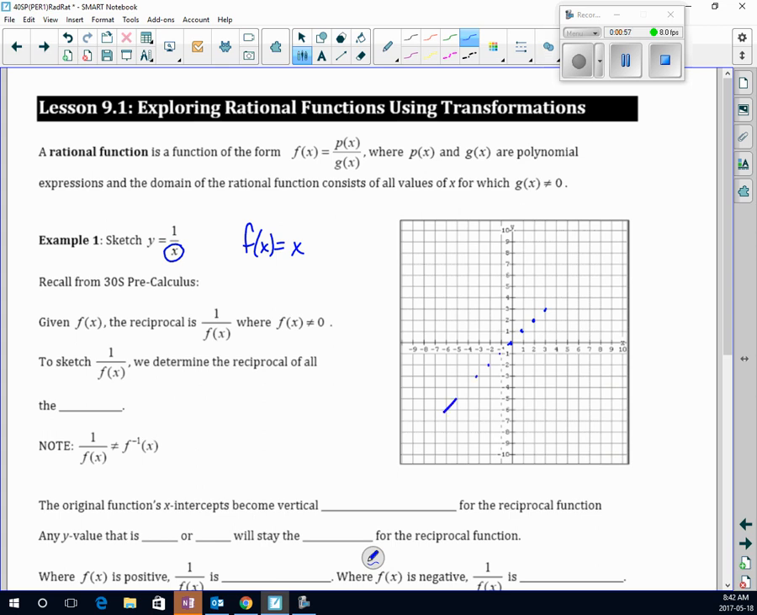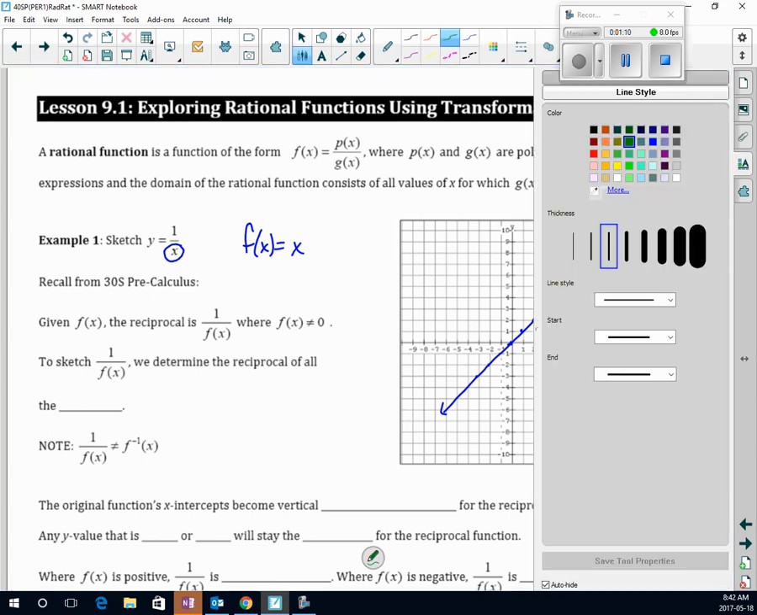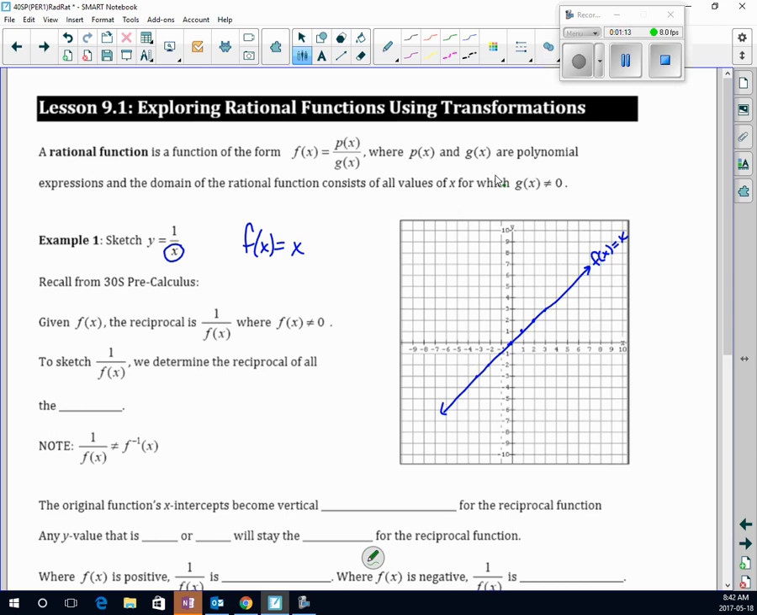So then I'm just going to connect the dots here. Okay, so this is my f of x equals x line. So then what we did in grade 11 is we made it fit what we needed to graph here, which is 1 over x. So recall from 30S pre-cal, given f of x, the reciprocal is 1 over f of x, where f of x can't be 0. To sketch 1 over f of x, we determine all the reciprocals of all the, what is f of x a fancy name for again?